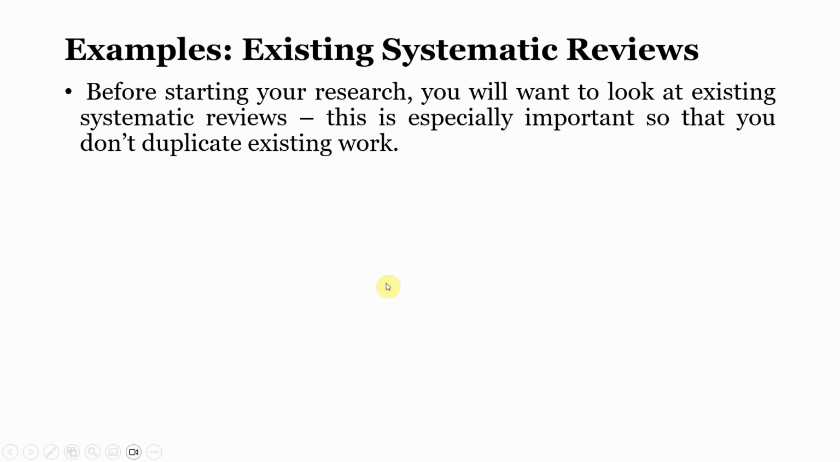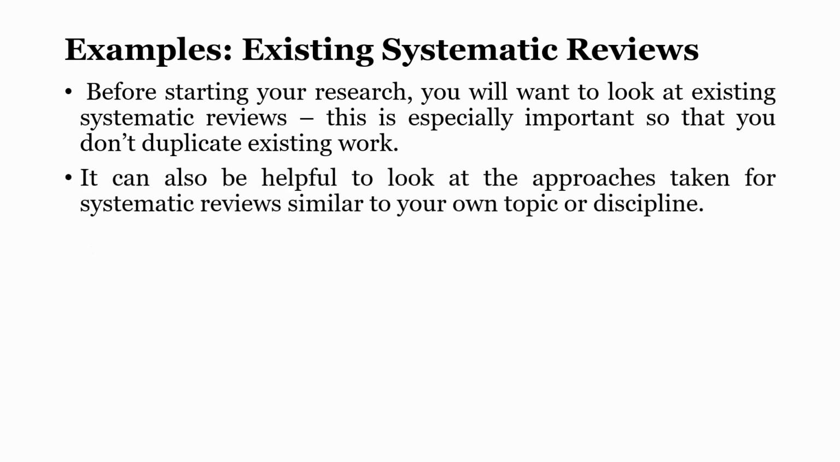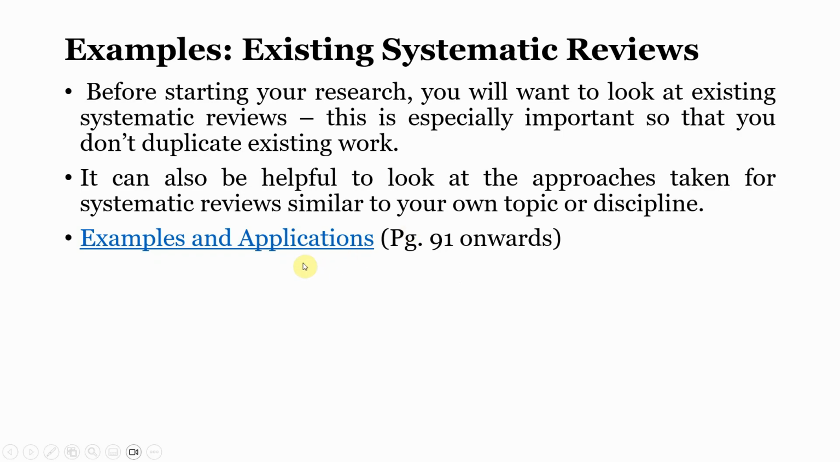Now, let's look at a few examples of existing systematic reviews. Before starting your research, you will want to look at existing systematic reviews. This is especially important so that you don't duplicate existing work, and obviously it helps you structure and format your work and learn the research methodology. It can also be helpful to look at the approaches taken for systematic reviews similar to your own topic or discipline. Now let's go to the examples.